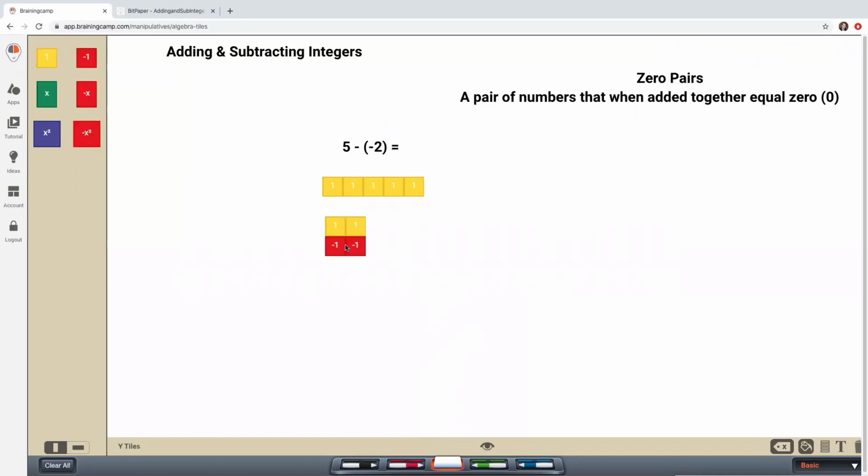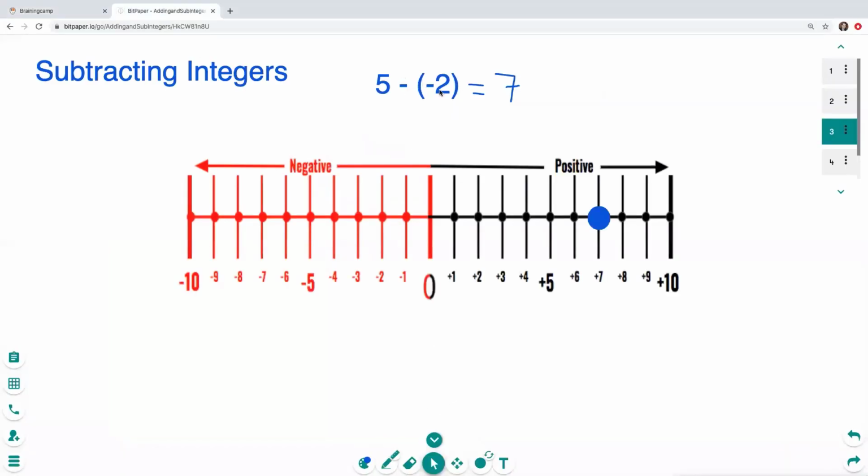So remember, this quantity right here equals 0. So I'm not changing the 5 at all. I'm actually just building this quantity so I'm able to subtract -2 or take away -2. So this would be taking away 1 negative, and this would be taking away 2 negatives. Now this is my answer right here. 1, 2, 3, 4, 5, 6, 7. So 5 minus -2 is +7. We go back to my number line. 5 minus -2 is +7.